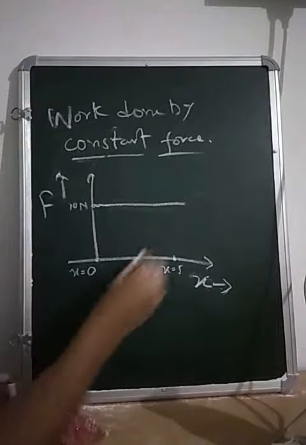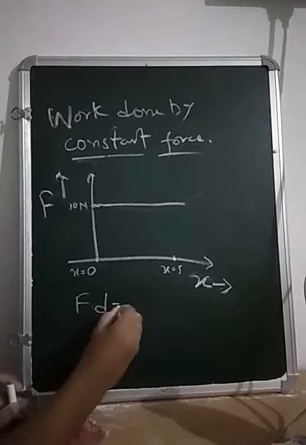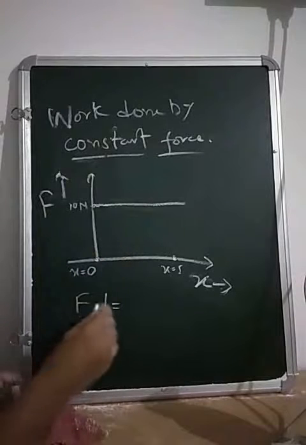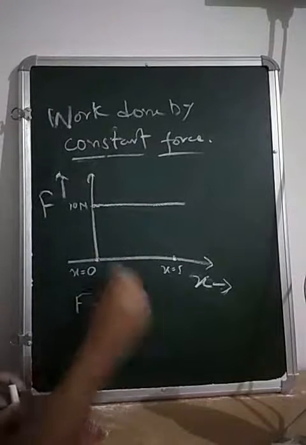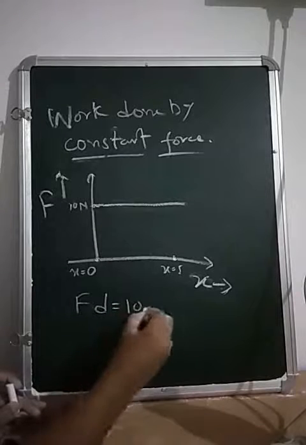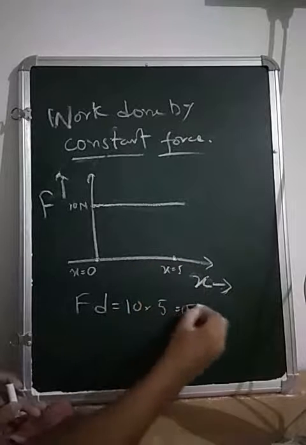So what do we do? We simply do f dot d, or f into d. Suppose the force and displacement are in the same direction. So how do we calculate f dot d? F is 10 Newton and d is what? 5. Yes, we get 50.